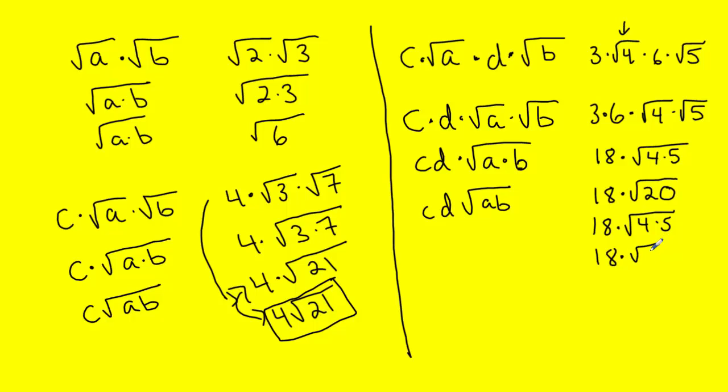But I get square root of 4 times square root of 5. So we get 18 times 2 times square root of 5, which gives me 36 times the square root of 5. So that's my final answer, and it's simplified already. So I know I finished the job.